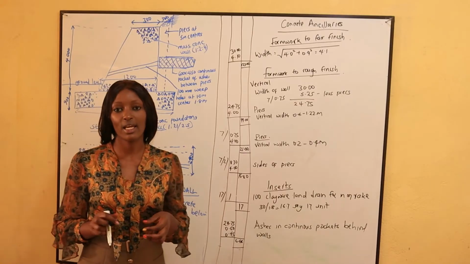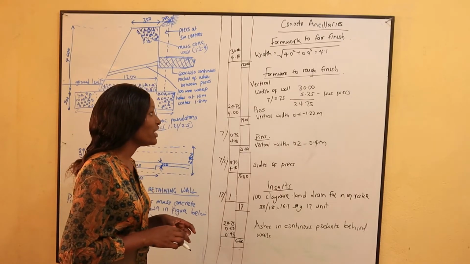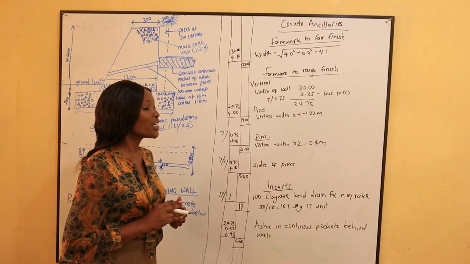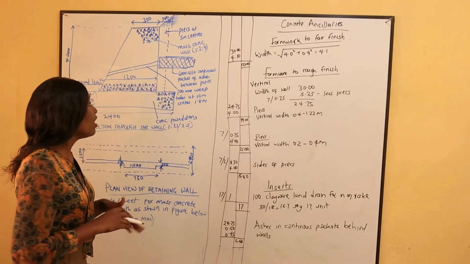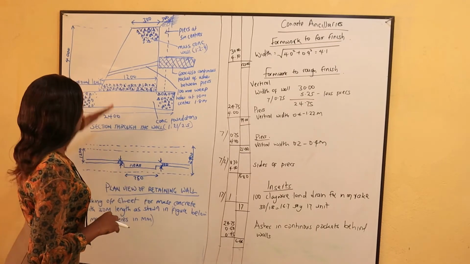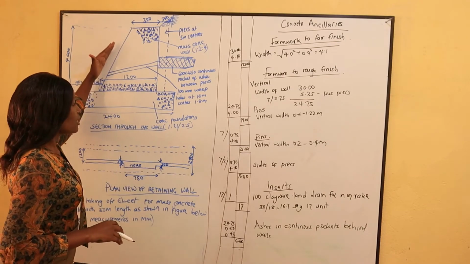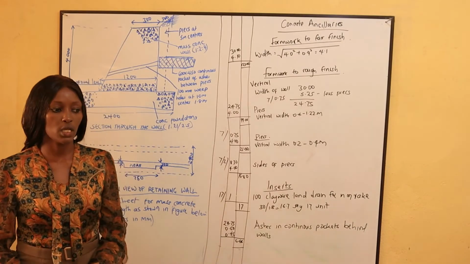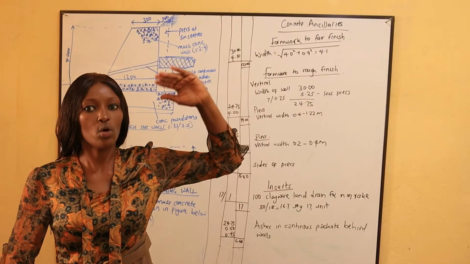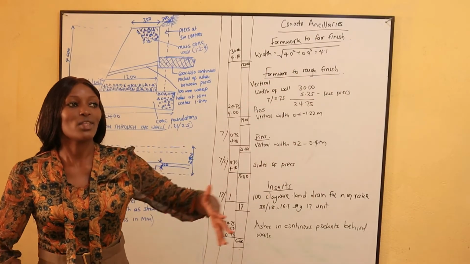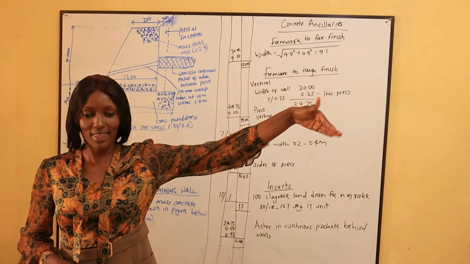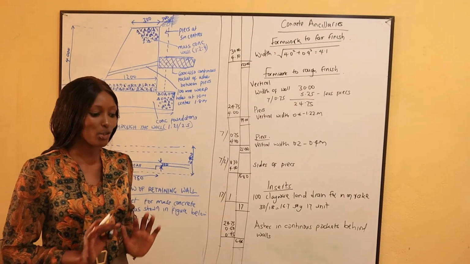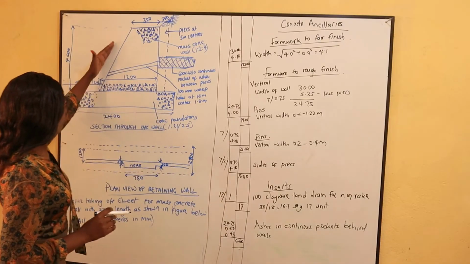So first of all, let's calculate the formwork that we shall need for both the fair finish and the rough finish. You realize that in a retaining wall, where we shall need a fair finish is on this part. This part is the part that we shall be seeing as we pass by the wall. If this is the retaining wall and it's holding the soil behind there, the soil is on a higher level than where we are. The part that we shall be seeing is this part.